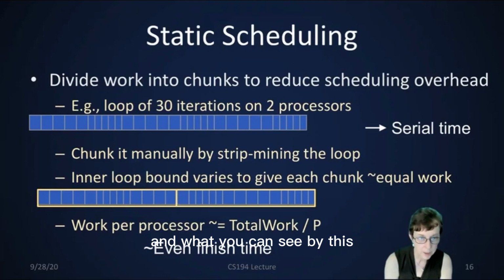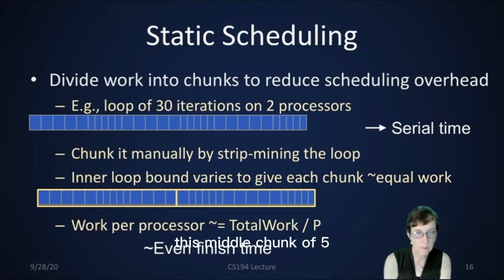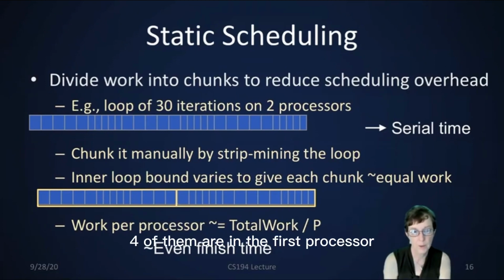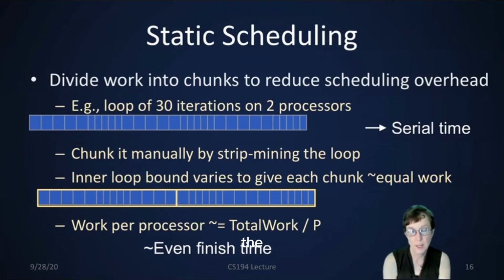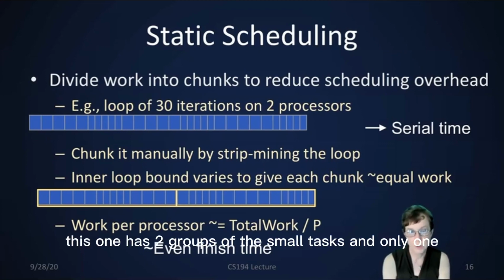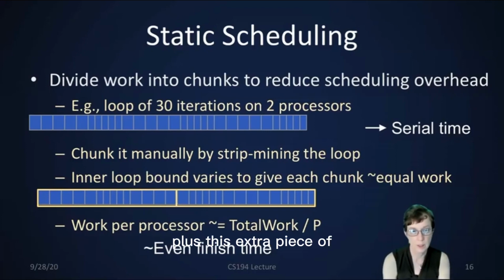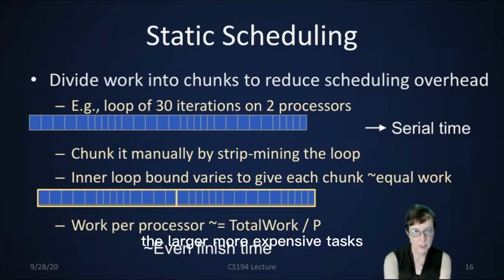And what you can see by this, if you look closely at this picture, is this middle chunk of 5 expensive tasks got divided in such a way that 4 of them are on the first processor and 1 of them is on the second processor. And on the other hand, this one has 2 groups of the small tasks and only 1 plus this extra piece of the larger, more expensive tasks.